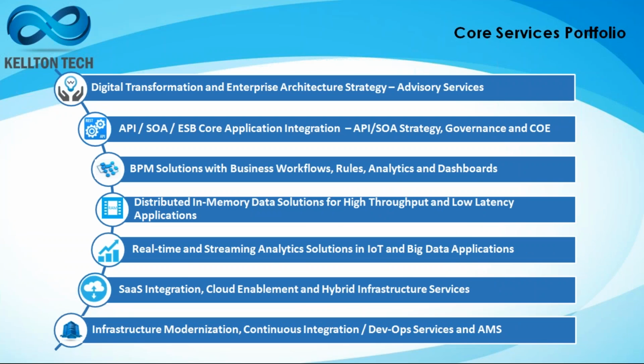Core services and portfolios. We provide services in digital transformation and enterprise architecture strategy. We act as an advisory services group for you. We have the capability and strength in our team to provide architecture solutions for any of these technologies listed here, which include API, BPM, in-memory data solutions, real-time or streaming analytics requirements, or cloud-based solutions. From our offshore delivery center, we provide AMS support, and our team is well versed in providing infrastructure modernization for our clients.